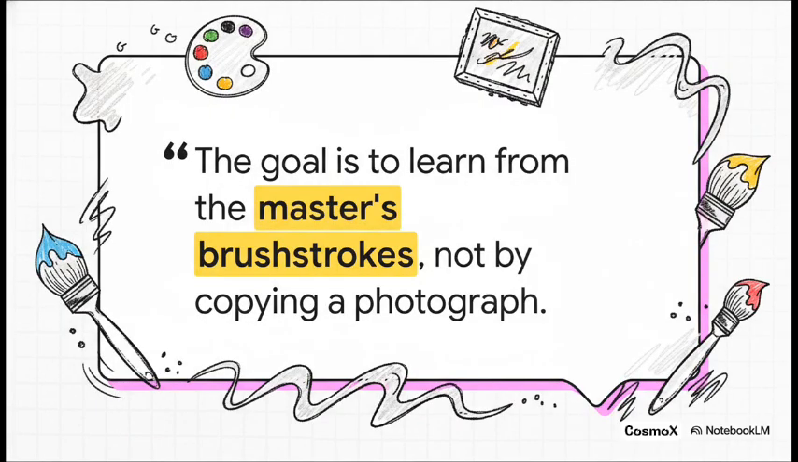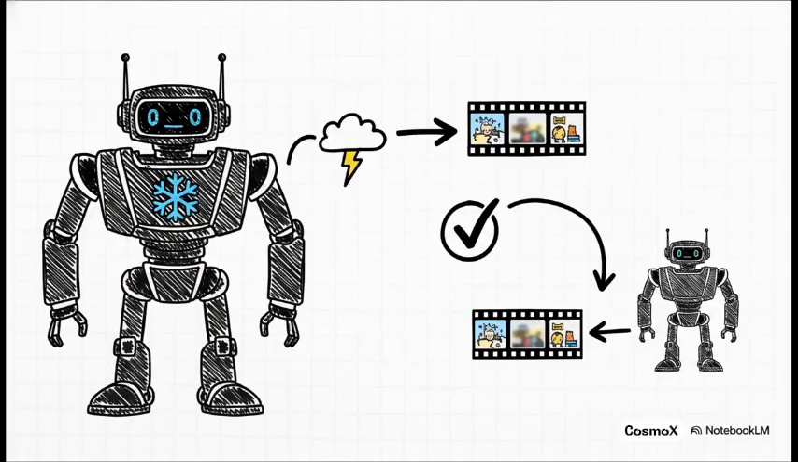And this is where the second brilliant idea comes into play. This quote just captures it perfectly. You don't want your new student model to just copy a new, maybe lower quality photograph. You want it to learn the technique, the style, the very brushstrokes of the original master painter. This whole process is called velocity distillation.